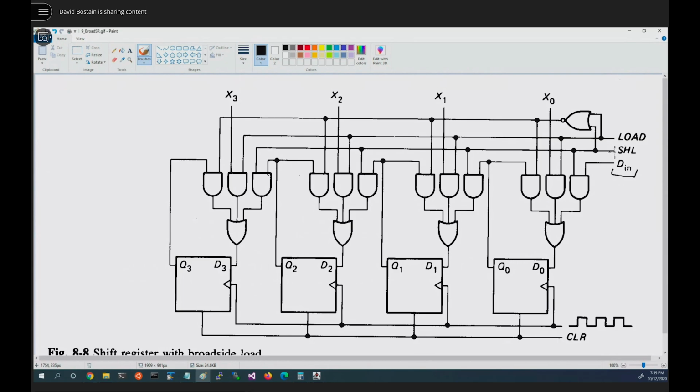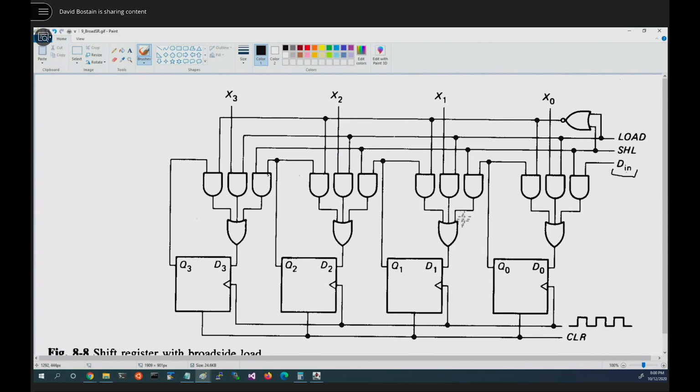Now, alternately here, if we're not shifting left and we're not loading, we need to recycle Q. So Q has to come back in. However, if we're not shifting left, we're not putting data in for shifting left, and we want to load, we want the clock instead to affect when the X's are transferred through to their respective Ds.